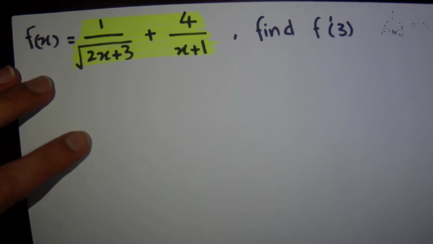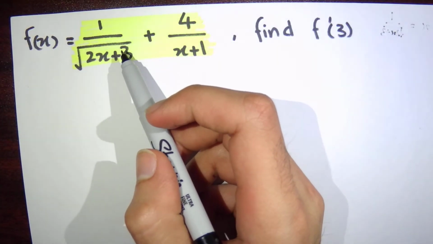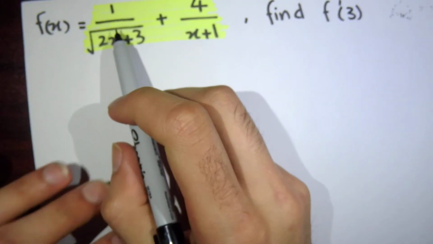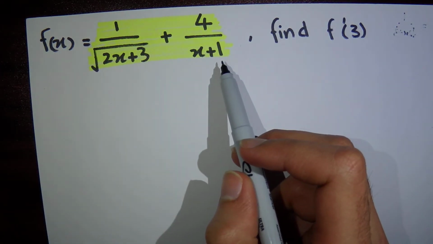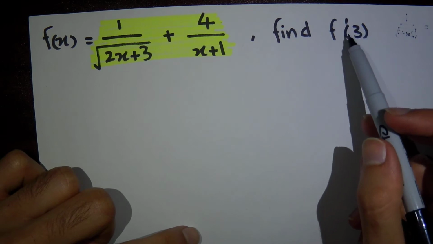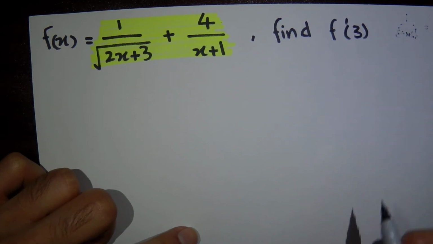On to a slightly more complicated example. So here I have f of x as a combination of functions. It's two separate functions: 1 over square root of 2x plus 3, plus 4 over x plus 1. And interestingly, we're being asked to find f prime at 3 specifically. So our x value has been given, which is 3.